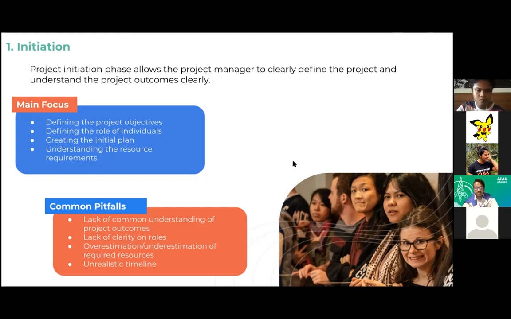The common pitfalls we have seen are, first, a lack of common understanding of project outcomes. For example, your MCP thinks this is what's going to happen in the project, and you have a very different idea, your BDVP has a separate idea, and your LCS has another idea. Then the expectations don't match, and when you execute, the final outcome is not satisfactory for a lot of stakeholders. Another pitfall is a lack of clarity on roles, which we talked about, and overestimation or underestimation of required resources.